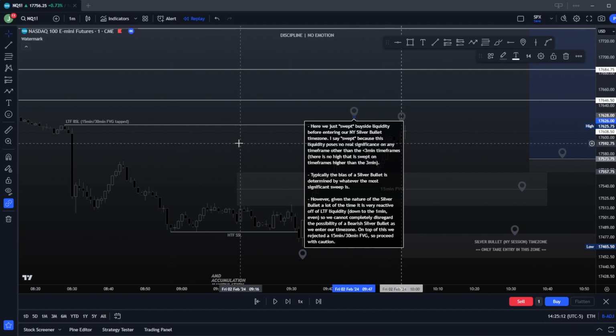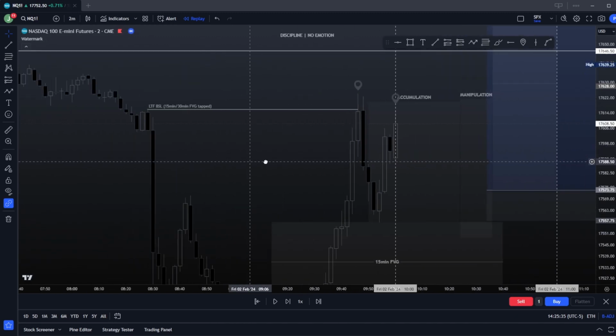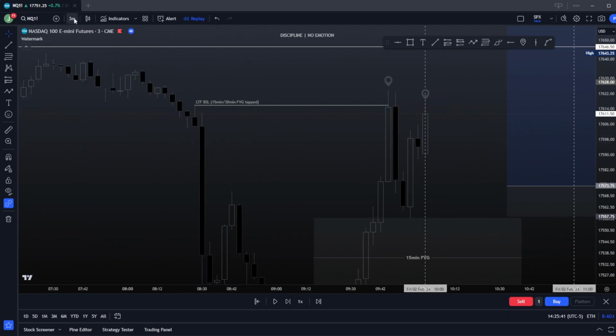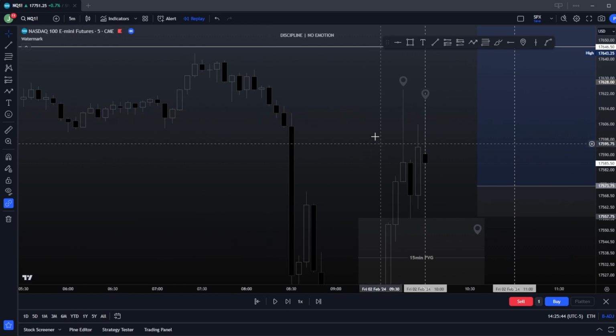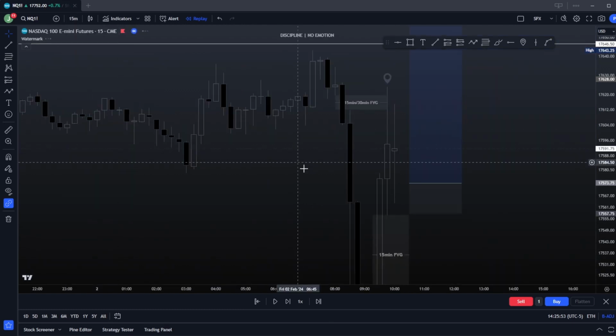We just swept buy side liquidity before entering the silver bullet's time zone. Now, I say swept in quotes because it doesn't really pose a lot of significance in the grand scheme of things when you zoom out. On the 1 minute, yeah, we have a high. 2 minute, okay, it's a high still. 3 minute, all right, it's a high. I get it. Now let's flip to the 5 minute. Where's our high? We don't have any higher time frame liquidity that we swept. Okay? There's nothing there.